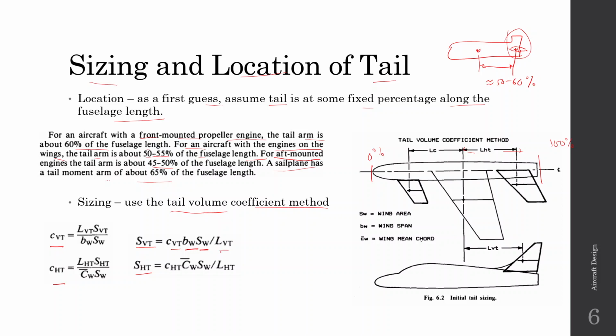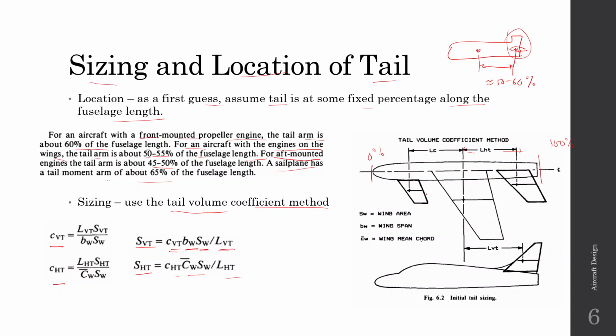In this equation, you have these BW and SW numbers, and LVT is the distance between the CG and the vertical tail, which over here we have assumed to be 50 to 60%, right? So this also we know, and then CVT we can find from statistical data. So we have all of these quantities, and so we can find SVT, the tail surface area. Similarly, we can find the tail surface area for the horizontal tail using a similar equation.